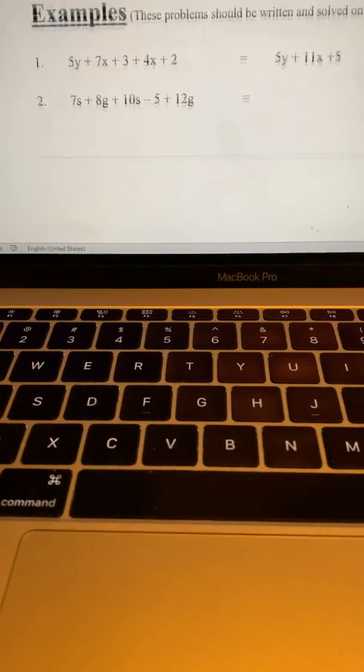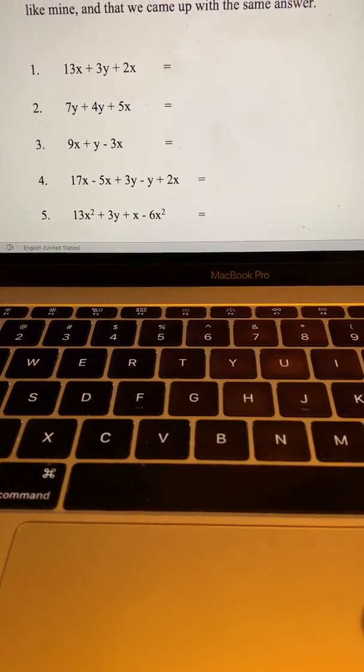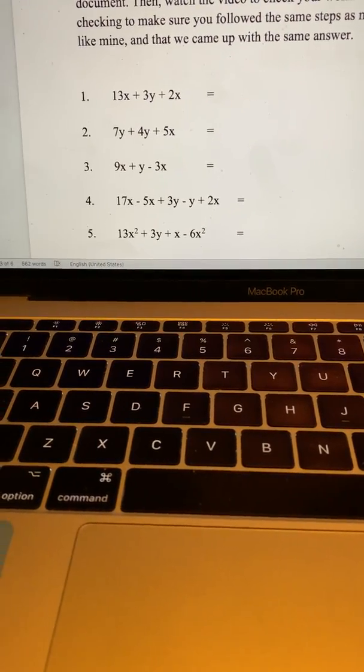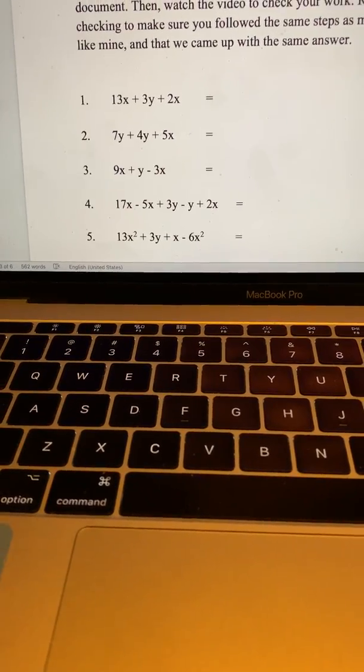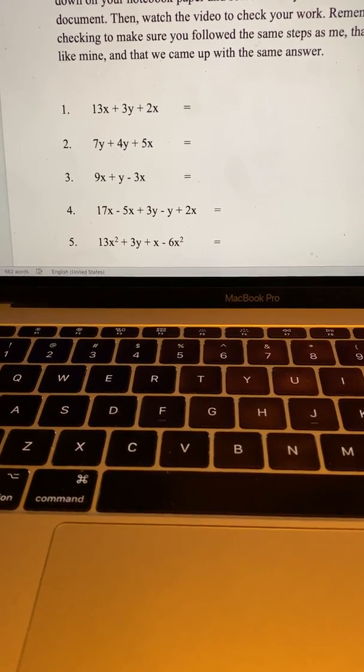Okay, those are your examples. Just like every other day, you have a problem set 1. You're going to want to complete the problem set on your piece of paper. When you are done, you'll unpause the video and come back to check your answers. Go ahead and pause your video now.